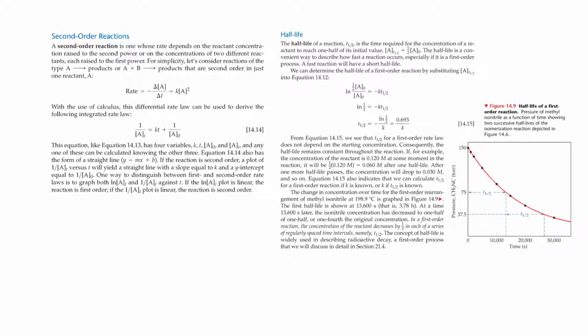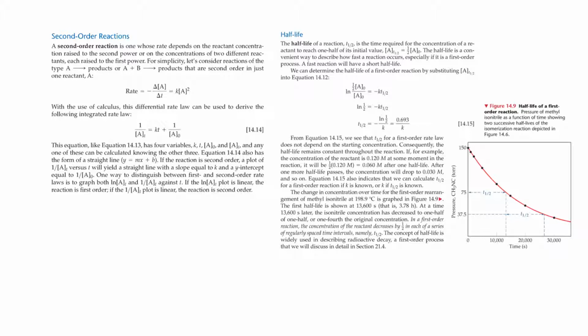One way to distinguish between first and second order rate laws is to graph both the natural log of [A] sub t and 1 over the concentration of [A] sub t against t. If the natural log of [A] is linear, the reaction is first order. If 1 over the concentration of [A] sub t is linear, the reaction is second order.